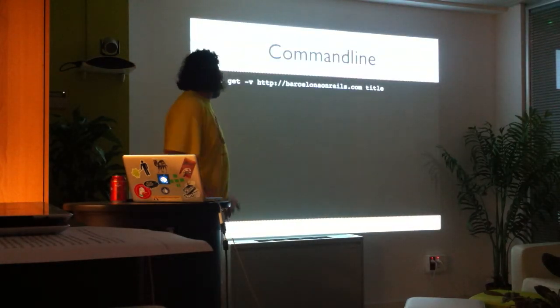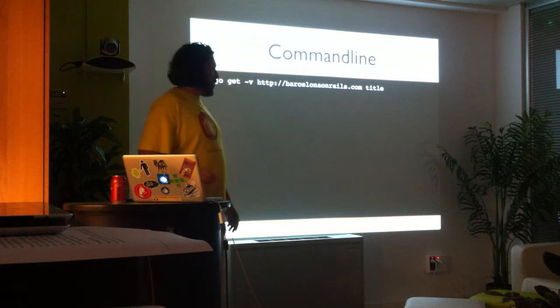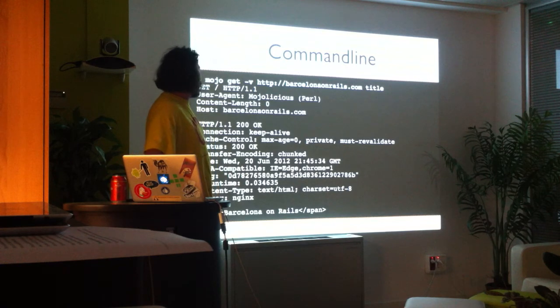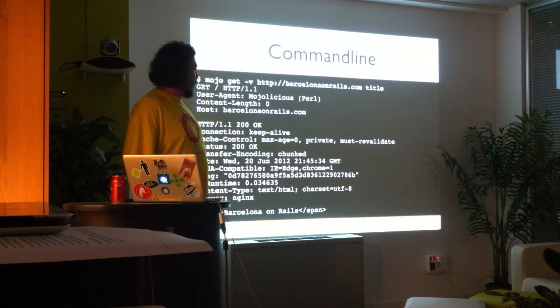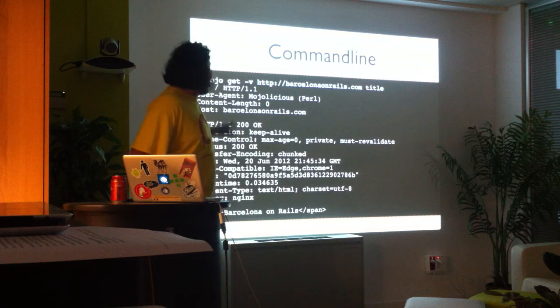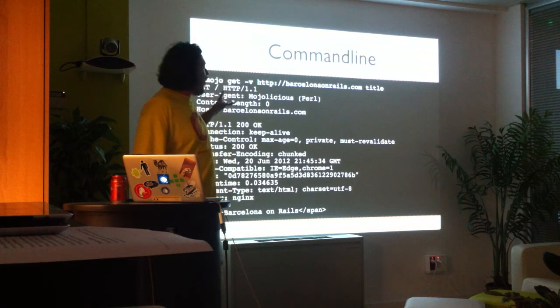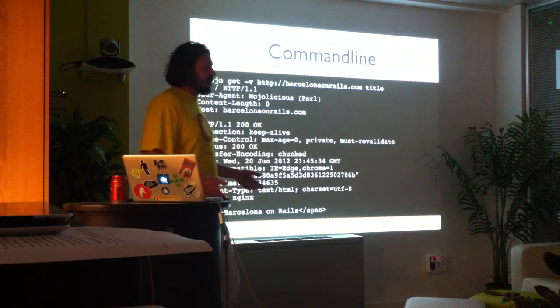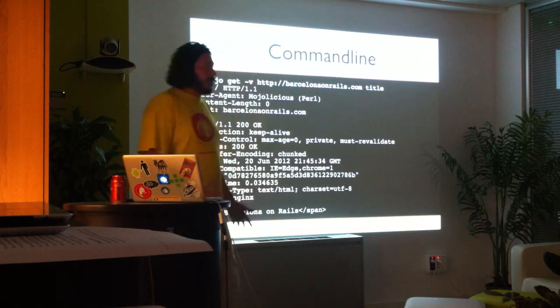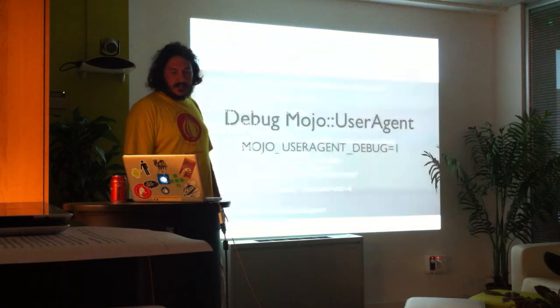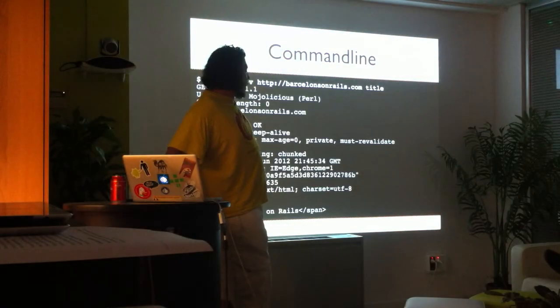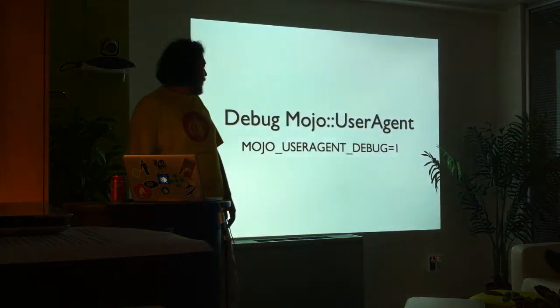And you can use the verbose option and you will get all the headers of the request and the response. Of course, you can get all the headers of the response to debug your application. If you are writing, for example, a scraper and something is not working, you can set this environment variable and you will get this from all your requests.